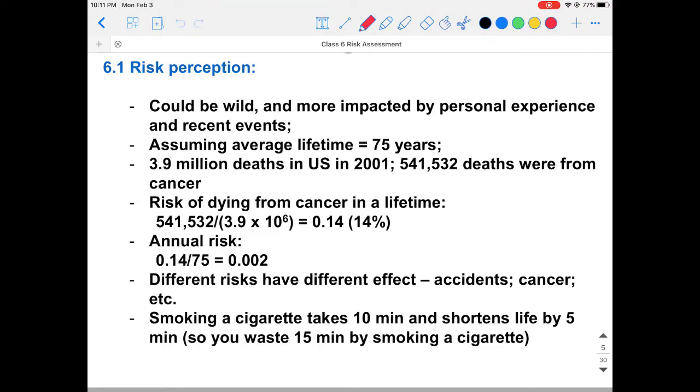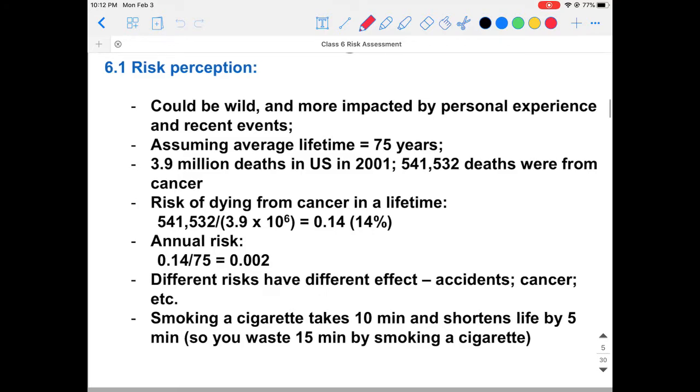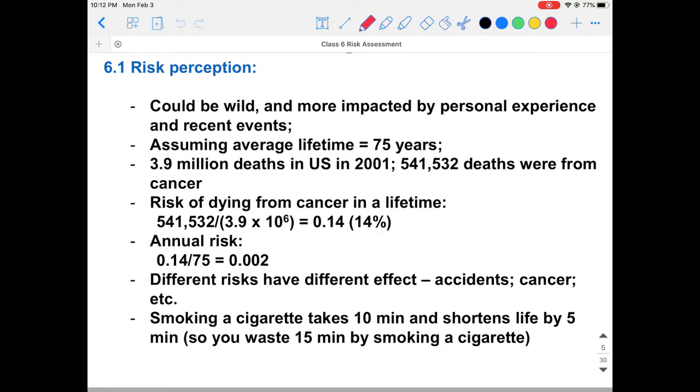In terms of risk perception, it could be very wide, and it's more impacted by personal experience and recent events. And actually, sometimes these risks might not be very strong. It's just that you or a specific person experienced these risks, right? So how do we calculate this risk? We have to consider the average lifetime of a human being. Let's assume that each human being has an average lifetime of 75 years.